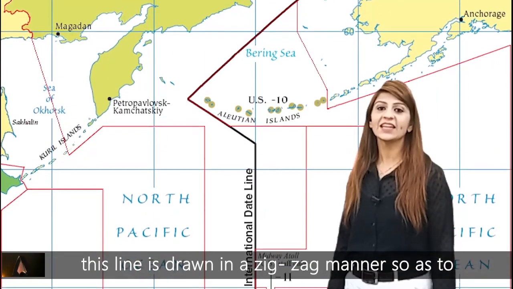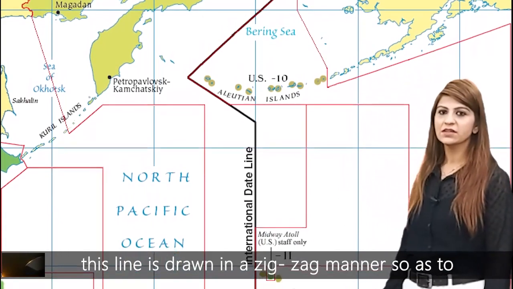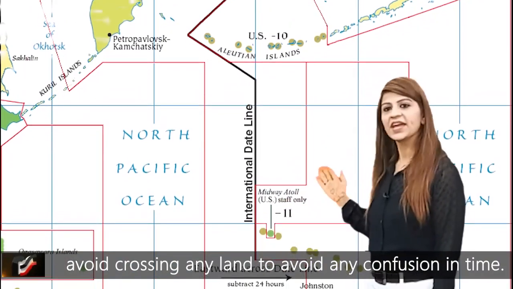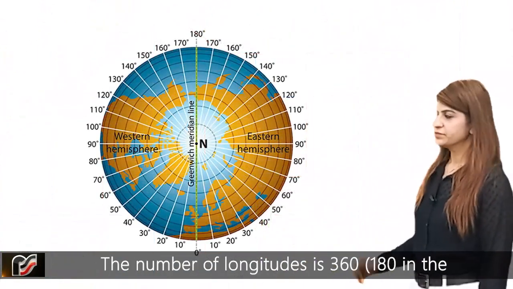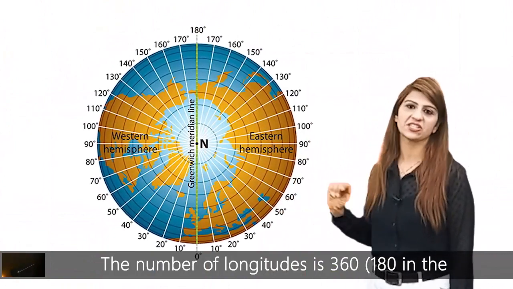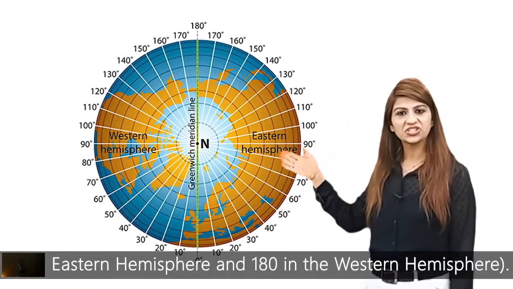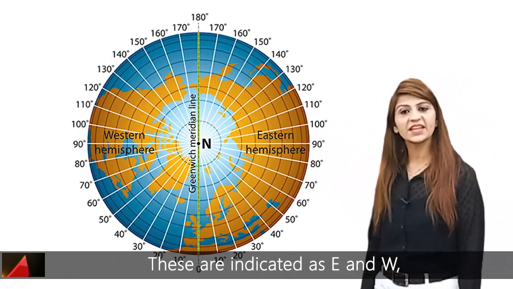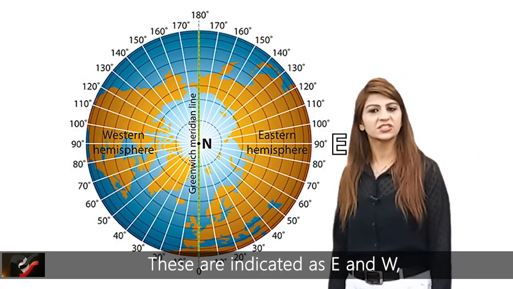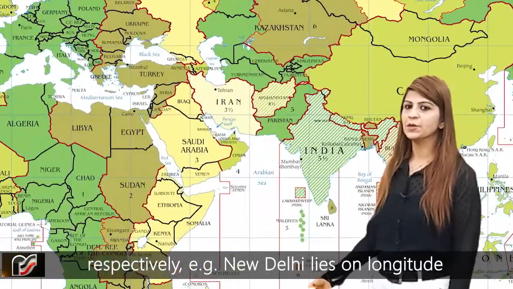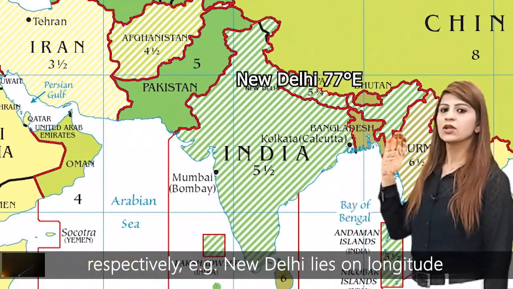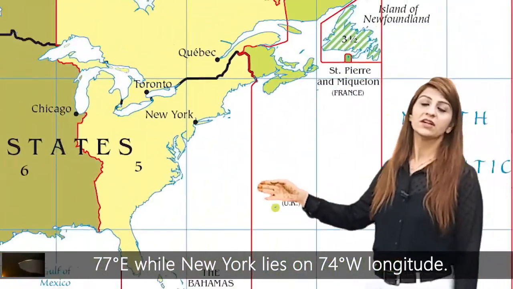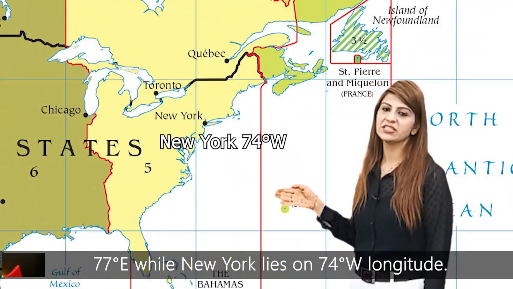On maps, this line is drawn in a zigzag manner so as to avoid crossing any land, to avoid any confusion in time. The number of longitudes is 360, 180 in the eastern hemisphere and 180 in the western hemisphere. These are indicated as E and W respectively. Example, New Delhi lies on longitude 77° east, while New York lies on 74° west longitude.